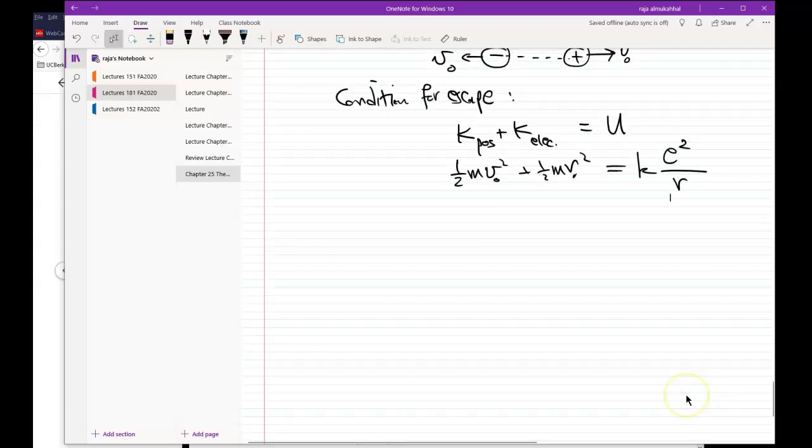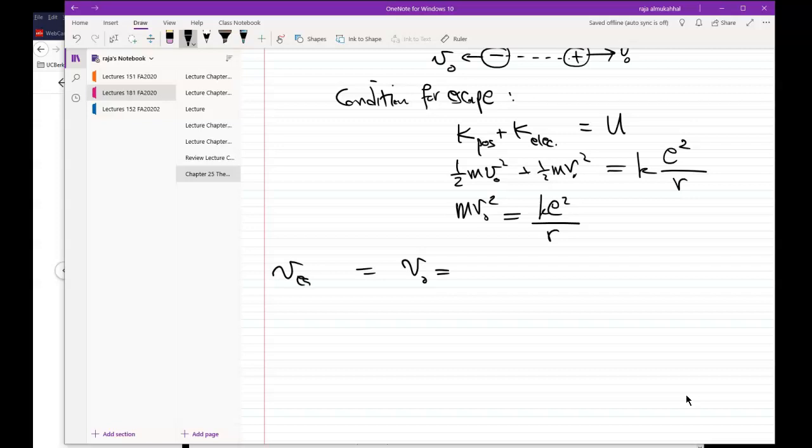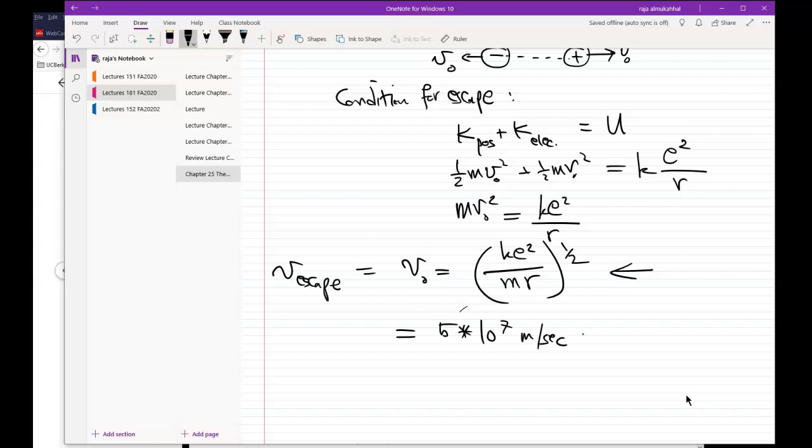So this gives me m v naught squared equals k e squared over r, and therefore I can just solve for the escape velocity. This is the escape velocity right here. v naught is equal to the square root of k e squared over m r, and there we go. You just calculate that. When you calculate it, you plug in the numbers. Again, I'm just going to get it from the book. He got 5 times 10 to the power of 7 meters per second. Okay, good. One more problem.